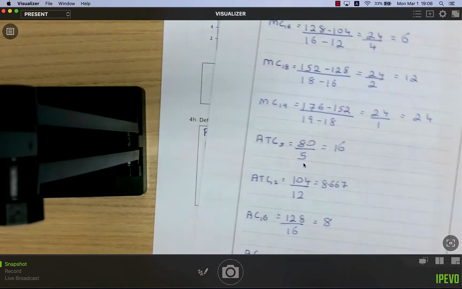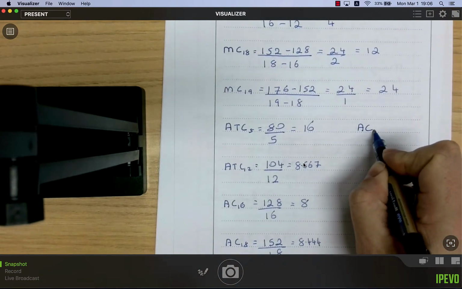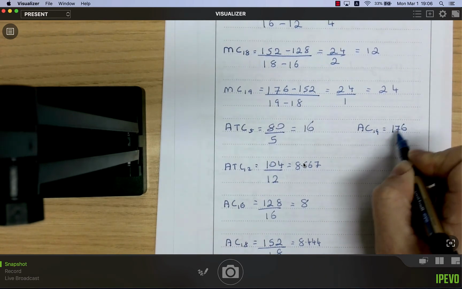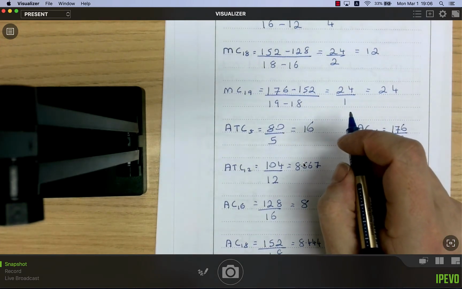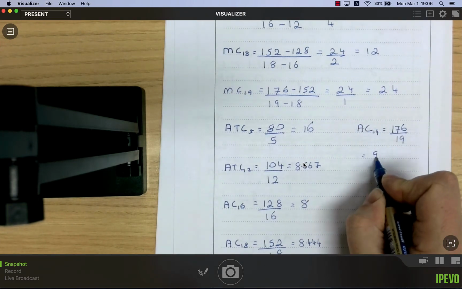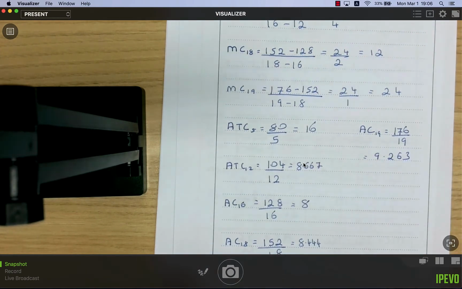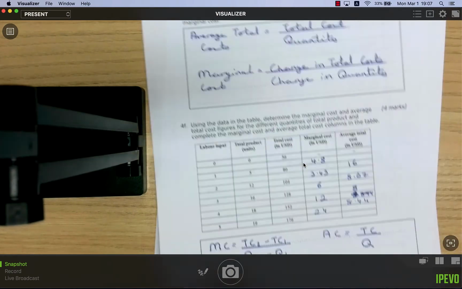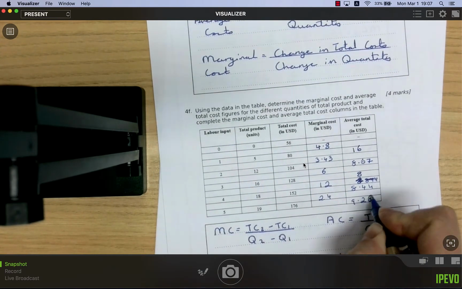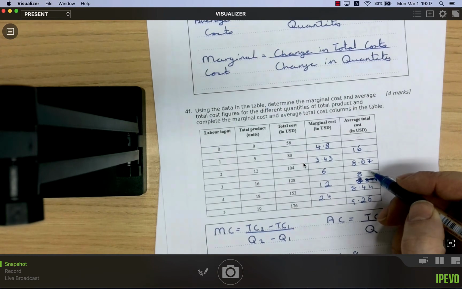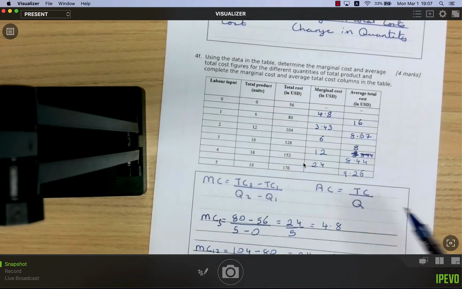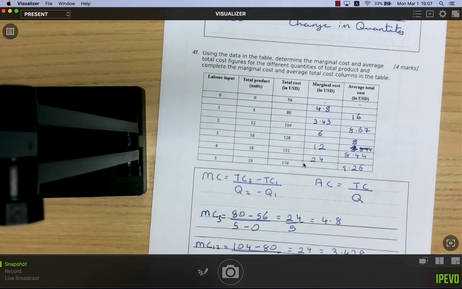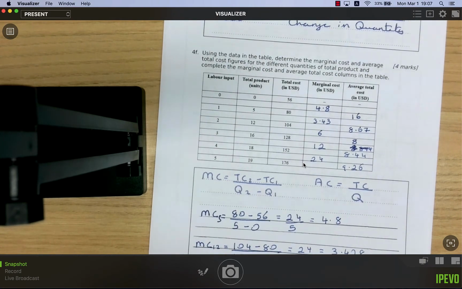So the average cost of 19 units is 176 divided by 19, and that is 9.263, which is 9.26. So what we should be noticing now is that average cost is falling, right? And then it starts to rise again. That's what has happened there. Now, maybe take a photo of that, guys, just the finished article. I really do hope that all of that helped and that it's clear what we're doing here. Just take a photo of that because I'm going to now draw a graph of that.